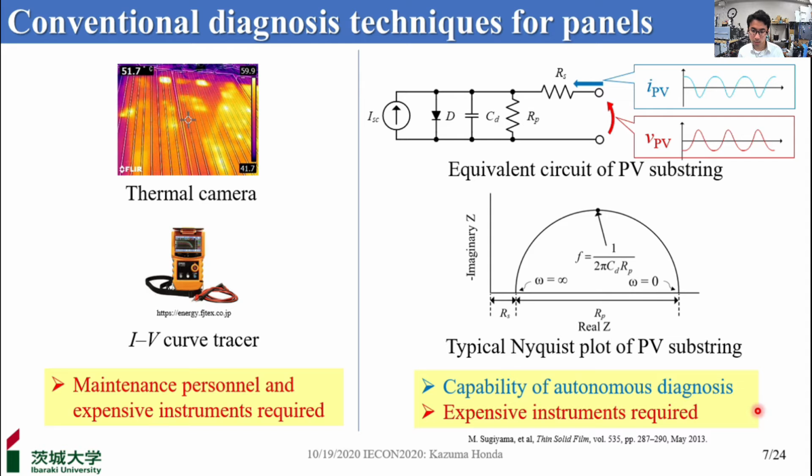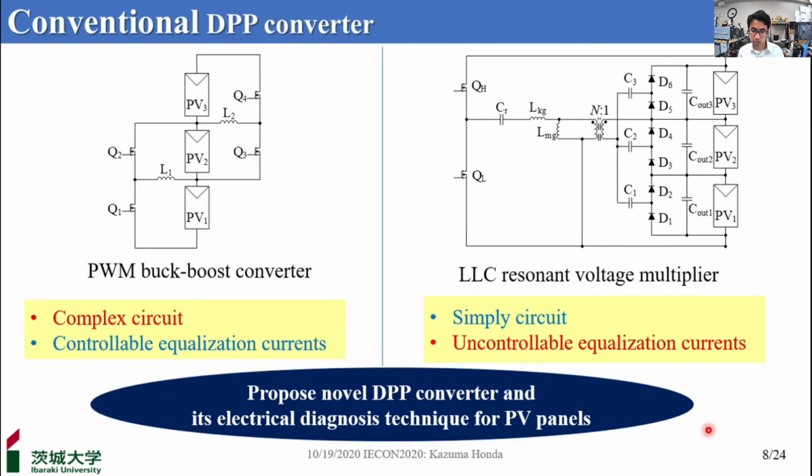An AC impedance characteristic of a substring is measured from a voltage response to a supplied AC current, and a Nyquist plot of a substring can be obtained by measuring AC impedance. Since the parameters of these passive elements are known to vary depending on degradation and irradiance, substrings can be diagnosed based on parameter changes. However, conventional AC impedance measurement also requires expensive instruments. To achieve reduced costs, we propose an electrical diagnosis technique based on AC impedance measurement using a DPP converter.